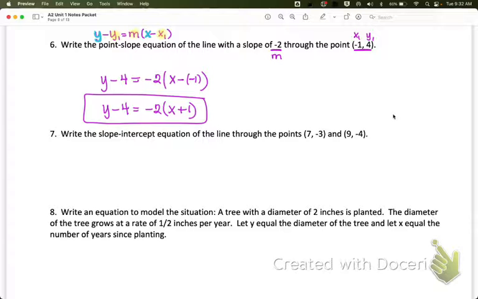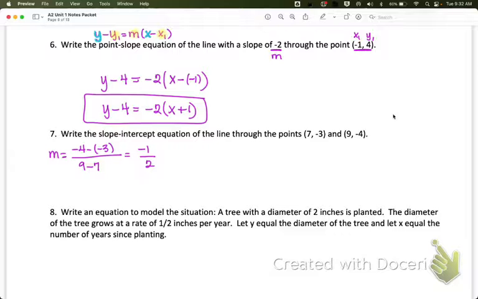So on number 7, it says, write the slope-intercept equation of the line through the points 7, -3, and 9, -4. Again, we need 2 things. We need a slope, which we don't have, and we need a point, which we have 2, and we only need 1. So we've got what we need there. So the first thing we need to do is determine the slope between these 2 points. So pause your video and see if you can find that slope. All right, we should get -1/2 for the slope.